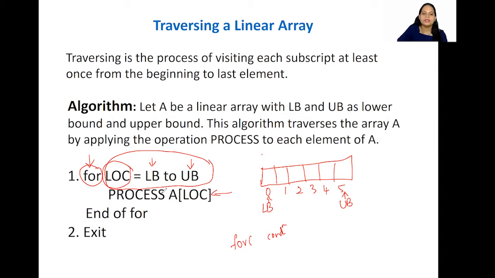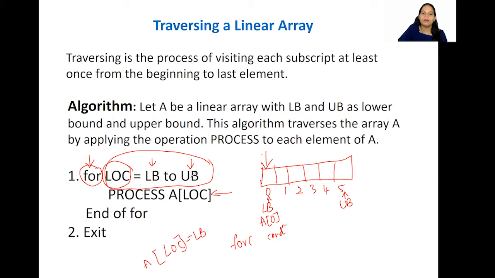Now we are saying process A of LOC. So initially LOC will be LB, okay, and then what happens, then we will process the A of LOC. So what is A of LOC? When I say A of LOC is nothing but A of lower bound, which is nothing but A of 0. Okay, so first this will get processed.